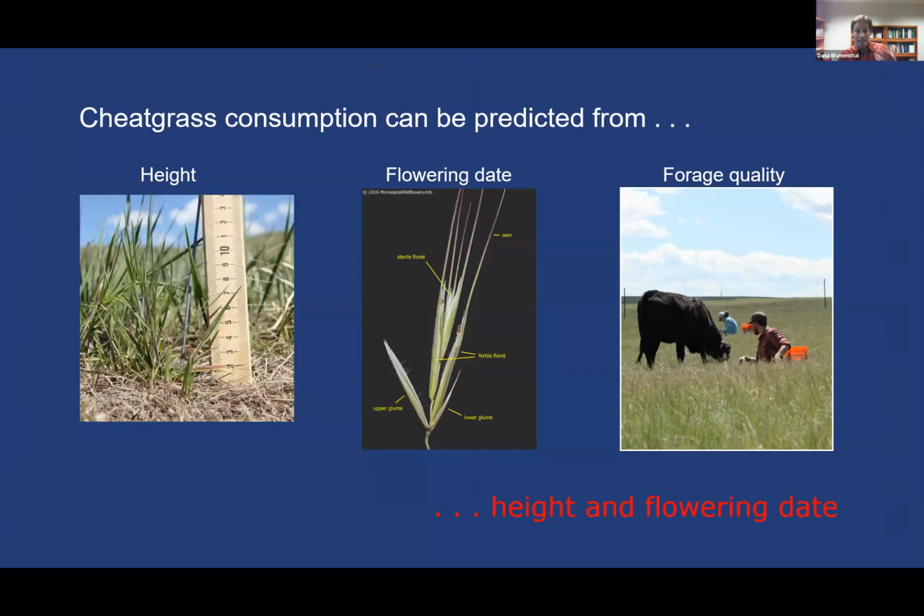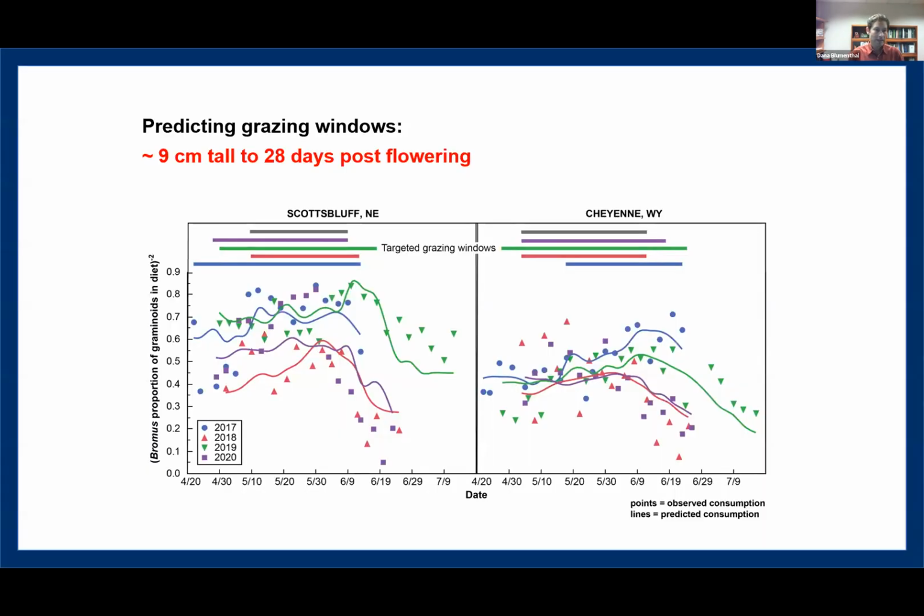Then we tried to predict cheatgrass consumption using fairly simple metrics that we could measure about the plants and that were probably relevant to consumption. One of them was how tall the cheatgrass was, so its height, when it flowered, and its forage quality. And the answer is we could do a really good job predicting when cattle are going to eat cheatgrass just from knowing its height and its flowering date. Here's what that looks like.